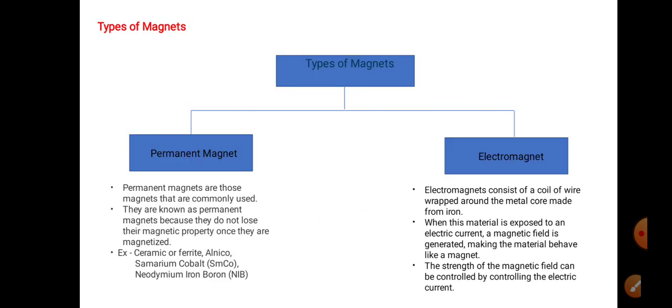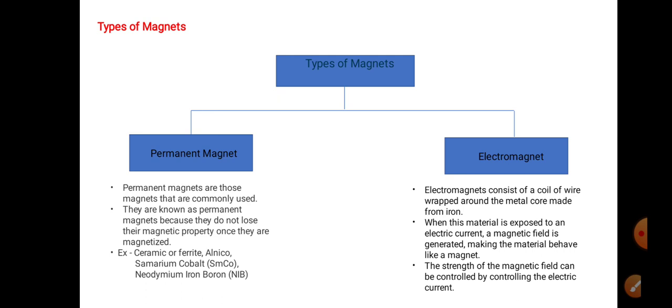Now, types of magnets. There are mainly two types: permanent magnet and electromagnet. Let's see the permanent magnet first. This is commonly used, and it is called permanent because it does not lose its magnetic property once magnetized, and is not demagnetized easily. Examples are ceramic or ferrite, alnico, samarium cobalt, etc.